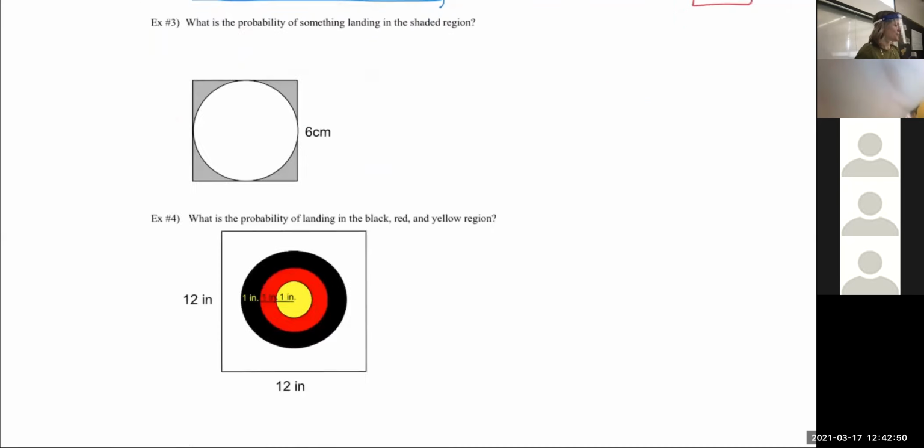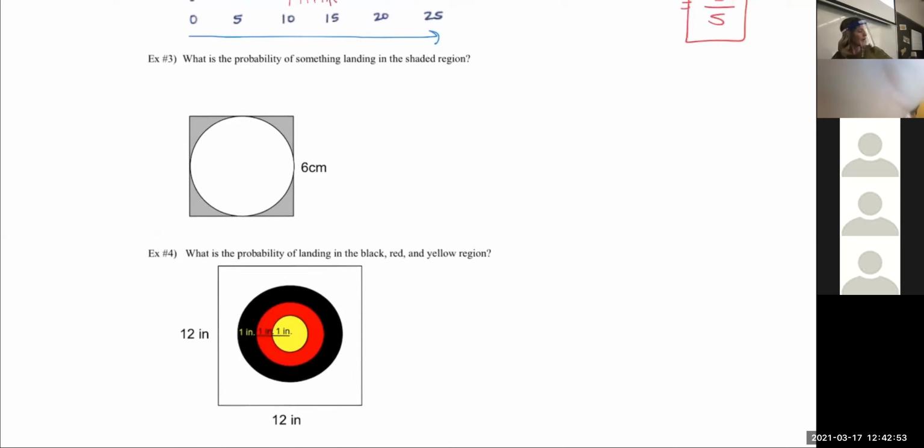Okay, so here's where more of the geometry comes into it. Now we're going to talk area again, and you guys have done area, so you should be really good at this now. It says, what is the probability of something landing in the shaded region? So basically what we're saying is, let's say we're throwing darts, okay? If I'm going to throw a dart and it's going to hit within the square, that's the part that matters. Otherwise you could say, well, landing there versus landing across the street, very different numbers. So it's going to hit in the square. What's the probability it hits the shaded region?